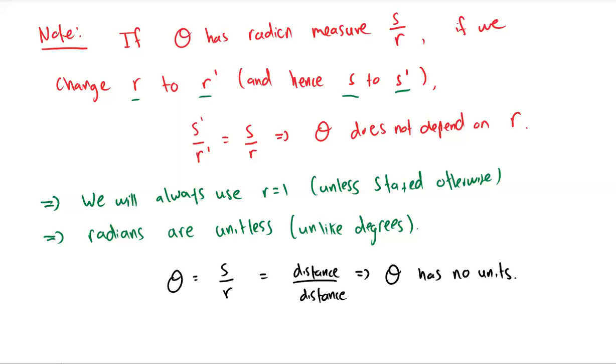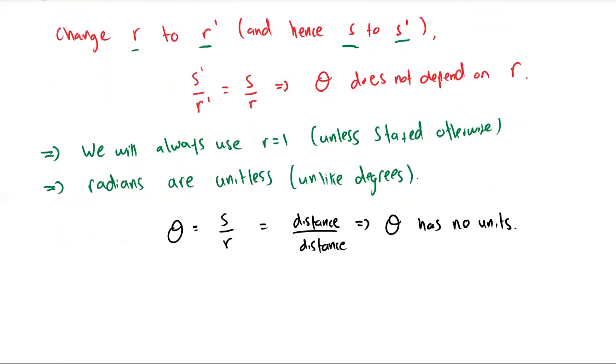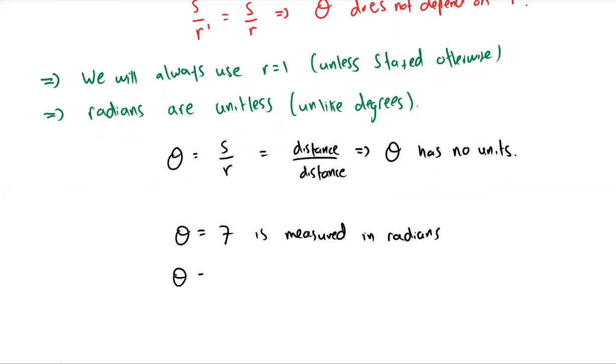And this is one of the reasons why working with radians is a little bit better than working with degrees. With degrees, you always have to make sure you keep track of the unit. You always have to write degrees. For radians, since they're unitless, you don't have to write anything. So for example, if I write theta equals 7, and I just write it like that, since there are no units, you immediately have to know that this means that this angle is measured in radians. If I want to measure an angle in degrees, I will always write the unit. So if I write the unit degrees, then this is actually measured in degrees. Otherwise, if there is no unit written, assume that it's in radians.